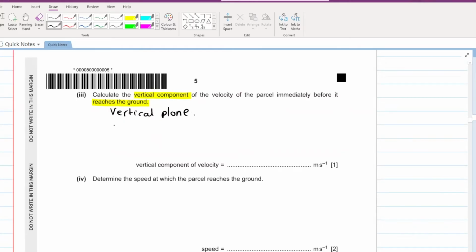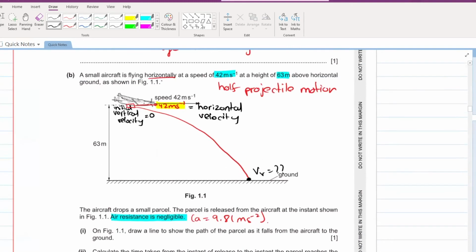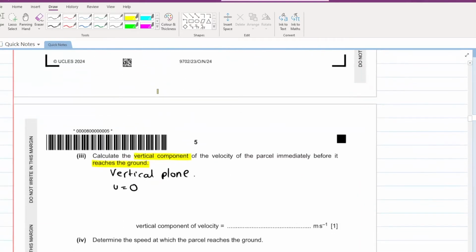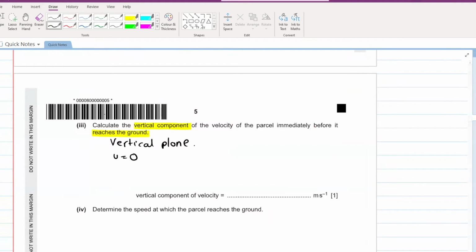Your initial vertical velocity was what, beta? Zero. Why? Because you are launching it horizontally. Remember this: whenever you see a launch that is horizontal, it means your initial vertical velocity is zero. Your acceleration due to gravity is 9.81 m s^-2, and you have just calculated the time.